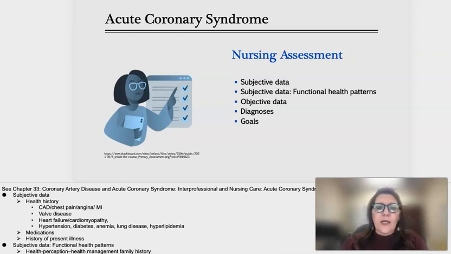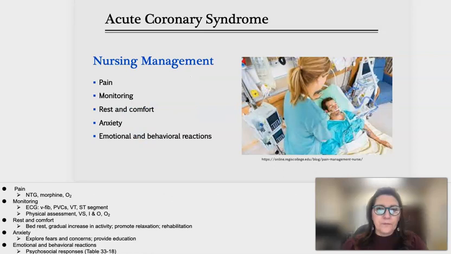So what's our nursing assessment? You're going to get subjective data always with their health history. What's your history of chest pain? Do you have any heart disease, heart failure, hypertension, diabetes, anemia, lung disease, hyperlipidemia? Which medications are you on? And let's talk about this problem right now. And then subjective, their functional health patterns, family history, nutrition, their metabolic nutrition, so their indigestion, heartburn, nausea, vomiting. Do they have any problems with that? And then what's the diagnosis and what are our goals? For nursing, we're going to monitor their pain.